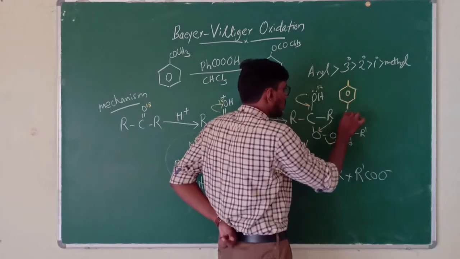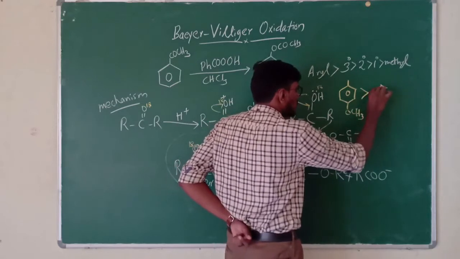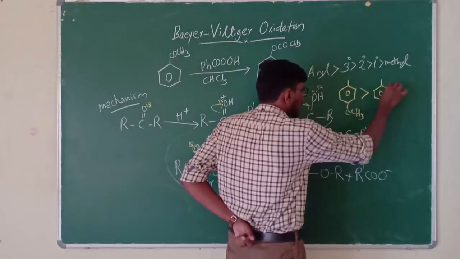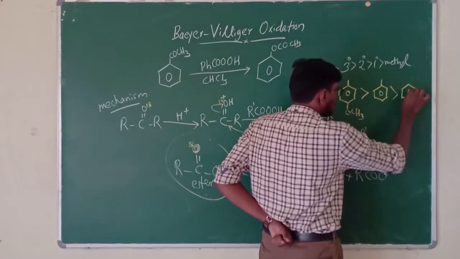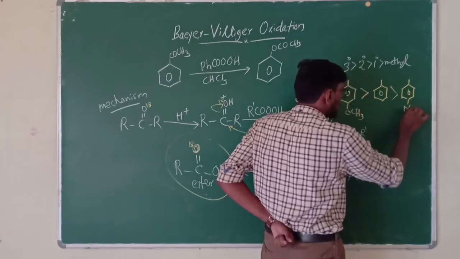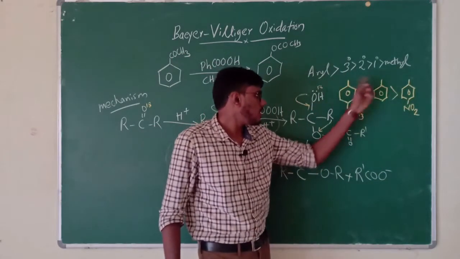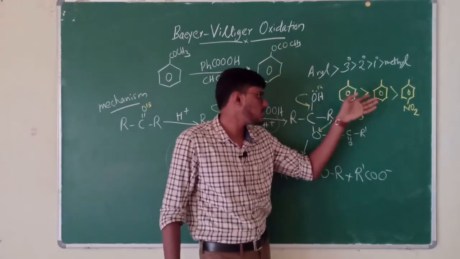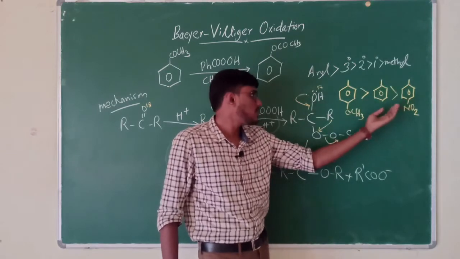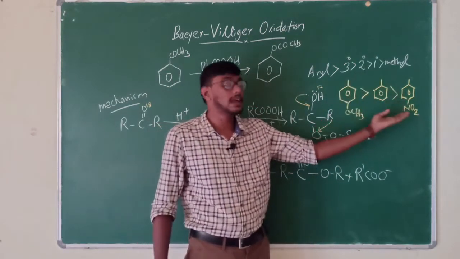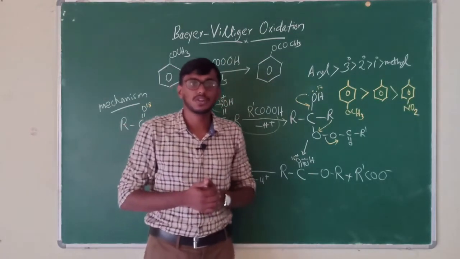In the case of aryl groups, consider these three examples. The OCH3 group migrates faster than this group, and this migrates faster than the NO2 group. This is the order of migrating aptitude of aryl groups. Simple three examples. Next, some examples of this Baeyer Villiger oxidation reaction.